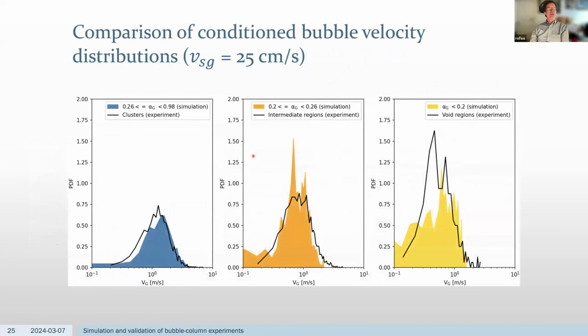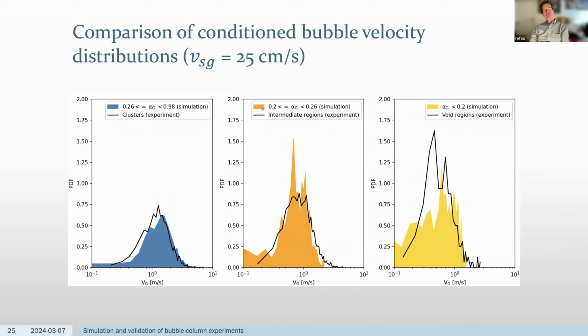And so here now we're looking at conditional bubble velocity distributions for three ranges. For the range above 0.26, we have what they called in their paper clusters, so lots of bubbles at a high volume fraction. And comparing, we get very good results between what was seen experimentally, which is the black line, and the blue line, which is from the simulation data. And you can see the velocities are relatively high, with a mean value of nearly 1 meter per second.